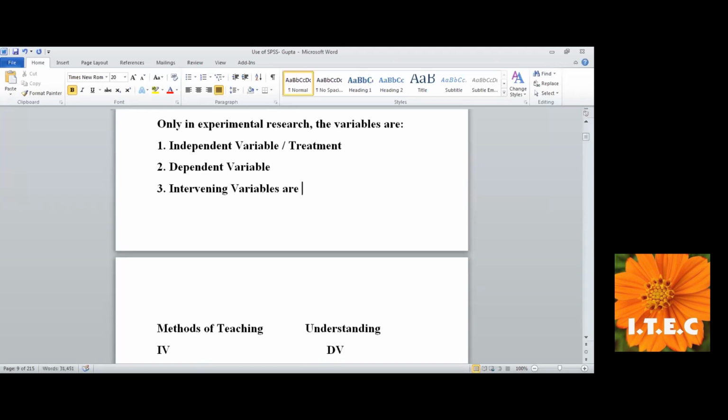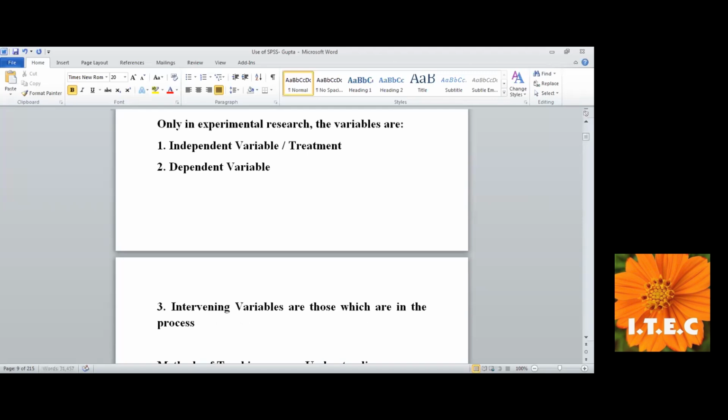So intervening variables are those which are in the process and outside the process, but bring change in the dependent variable in the presence of independent variable.